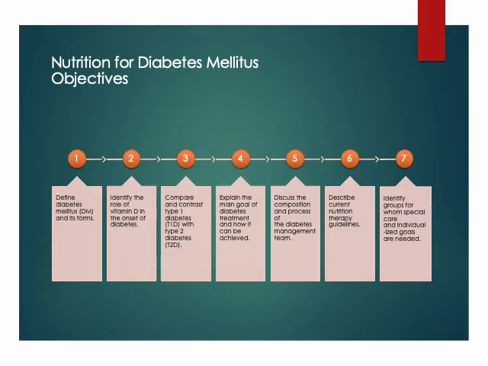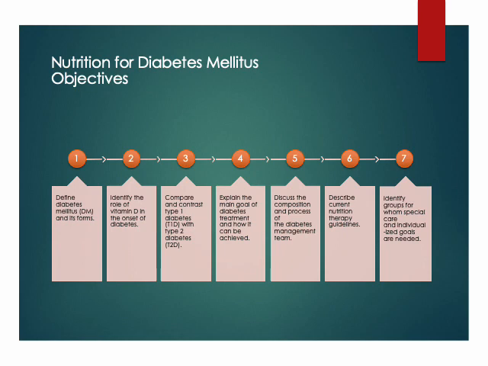So at the end of this presentation, if you have already worked through the definition of diabetes, we will go right into the nutritional goals, and you should be able to identify the role of vitamin D in the onset of diabetes, compare and contrast type 1 and type 2 diabetes.